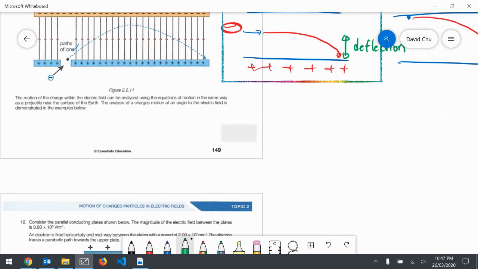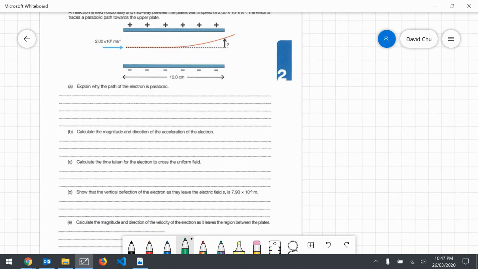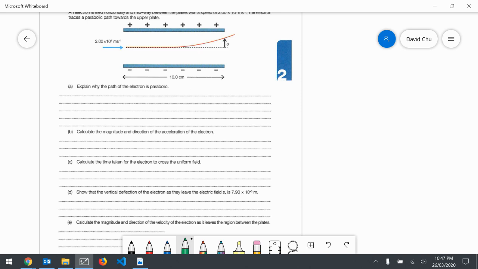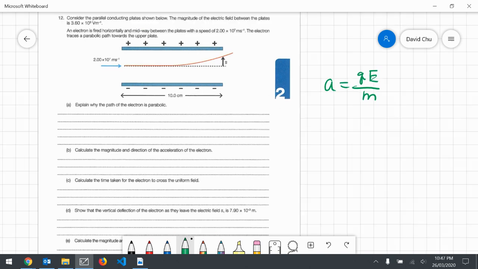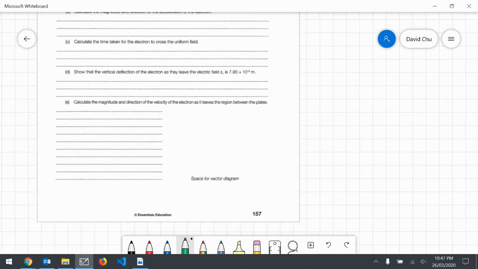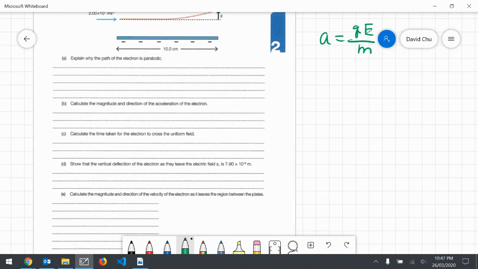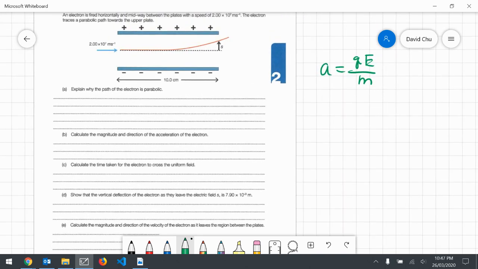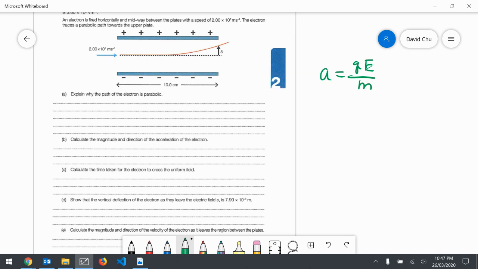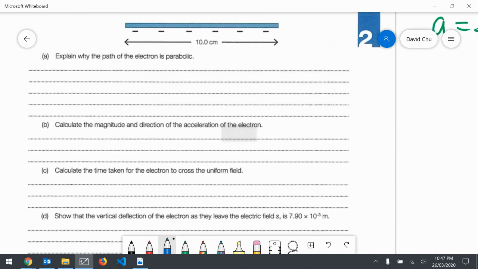All right, now we're going to do a quick question because that's all there is. Recall that a equals charge Q times electrical field E divided by m. We're going to use this to do a few calculations. This is page 157 on your workbook, question 12. Note that this one in your workbook solution has an error, so you need to follow the solution here carefully.